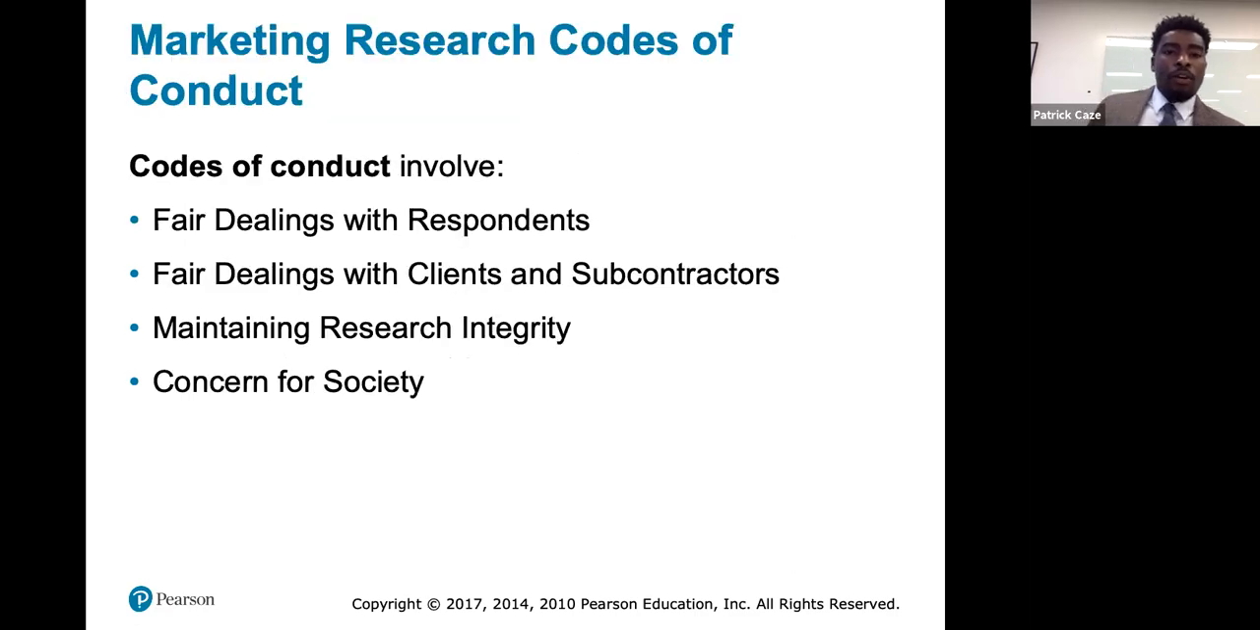All right. So, some of the codes of conduct: fair dealings with respondents, fair dealings with clients and subcontractors, maintaining research integrity, and concern for society. Again, go to the book and take a look at these different categories on how you deal with respondents, clients, subcontractors, research integrity, and society. These are all just codes of conduct. How do we behave? What is the decorum that we will follow for each one of these categories?